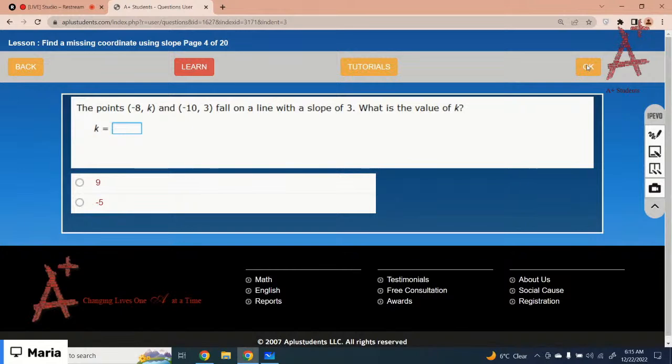The points (-8, k) and (-10, 3) fall on a line with a slope of 3. What is the value of k? So you have to use the same formula and find the value of k. So it would be 3 minus k, and negative 10 plus 8 is negative 2. Negative 2 times 3 is negative 6. It is 9. The value of k is 9.